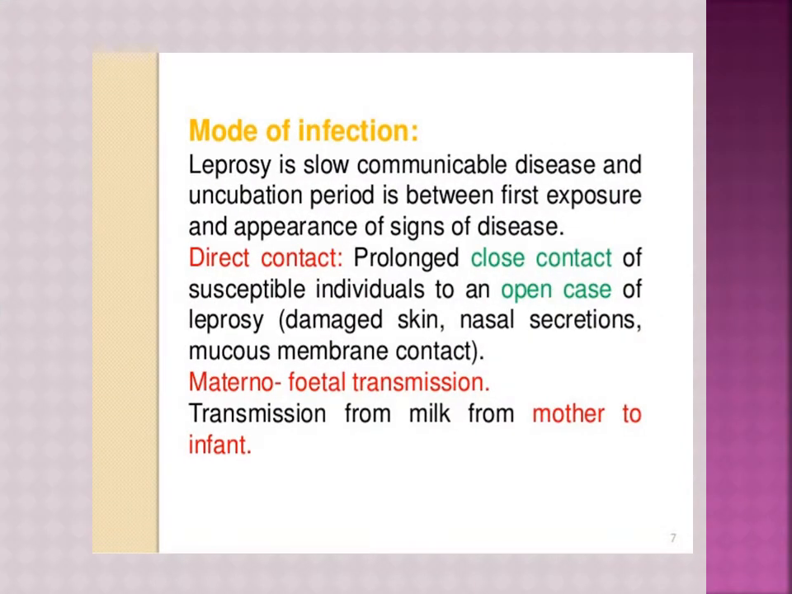In the mode of infection, or the pathogenesis, how can it be communicated to others? Leprosy is a slowly communicable disease, and the incubation period is between first exposure and appearance of signs of disease. During the incubation period of leprosy, Mycobacterium leprae is in the body, and you can see how leprosy is transmitted from one person to another by direct contact, or by maternal-fetal transmission, or during birth, or through milk from mother to infant during the lactating period.